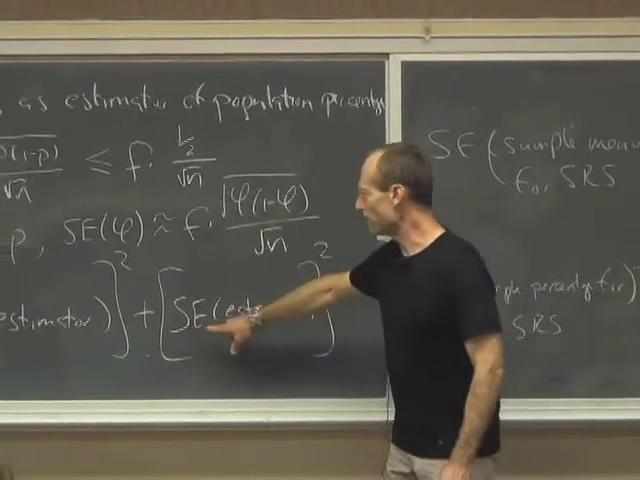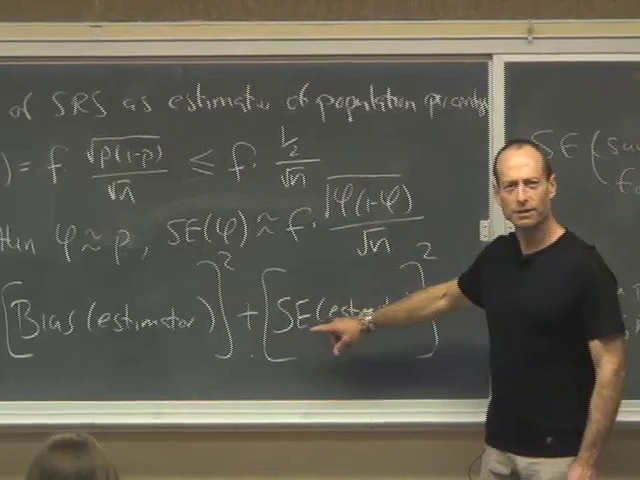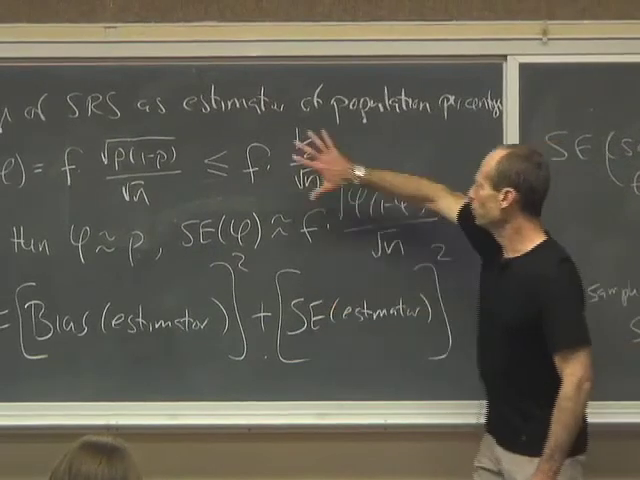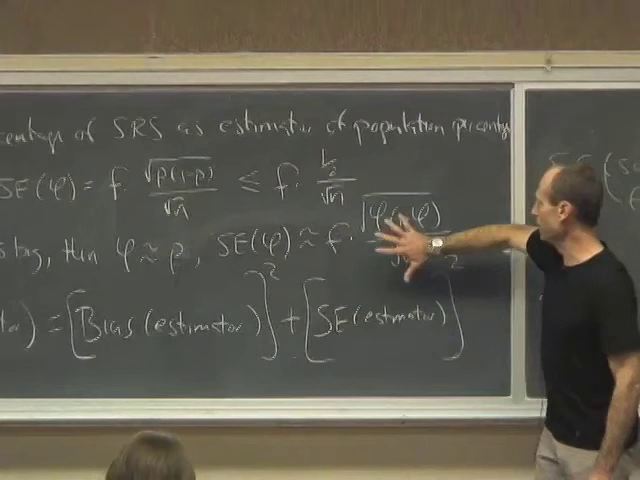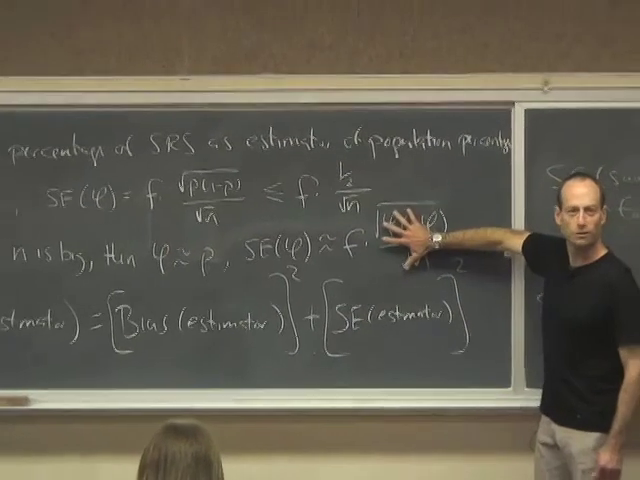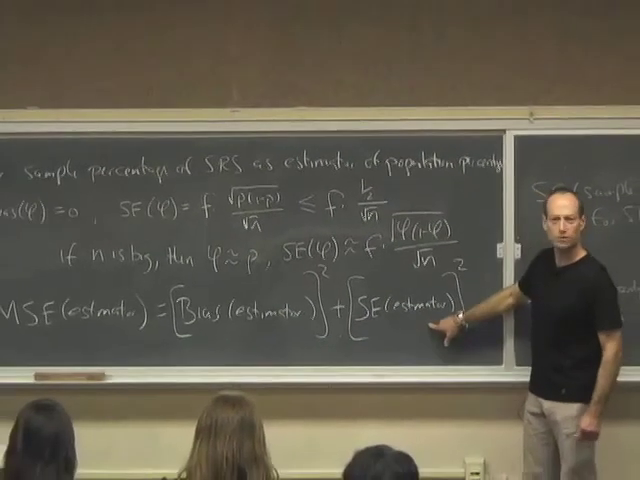What would our estimate of the mean squared error be then? We know it's not bigger than this thing squared. And if the sample size is big, it ought to be about this thing squared. Right? That's the term that we're worrying about.